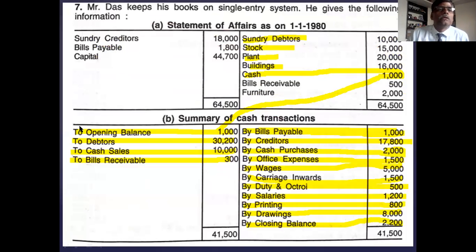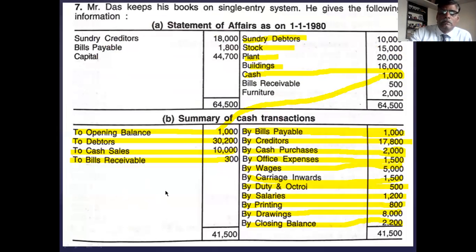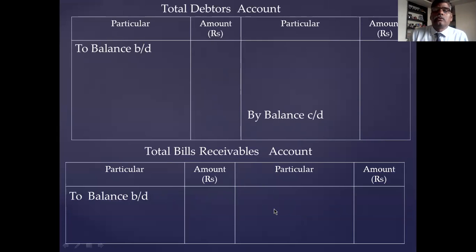Okay, now see, this is question number 7. This is debtors account, creditors, bills receivable account. Debtors account, bills receivable account, opening balance, to balance brought down, by balance carried down. This is the step. First, you take the balance from the statement of affairs, opening balance. Opening balance is available in the opening statement of affairs, the first statement.